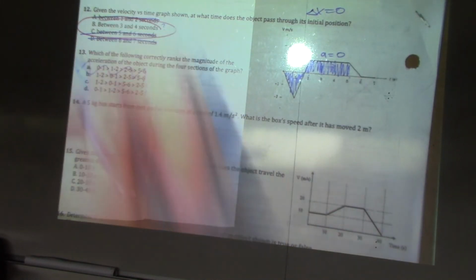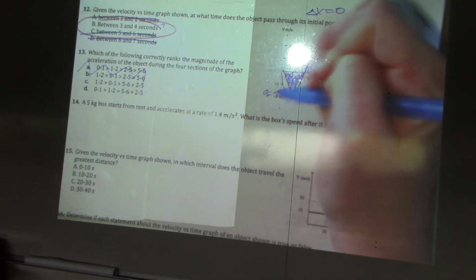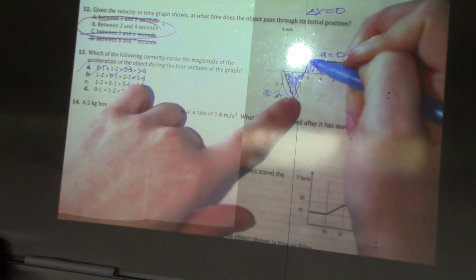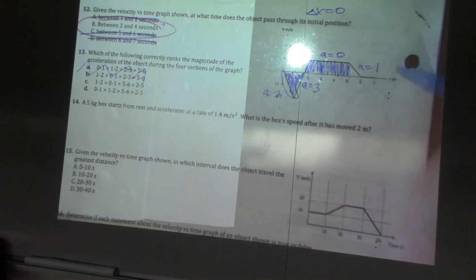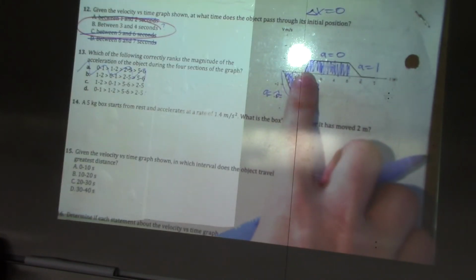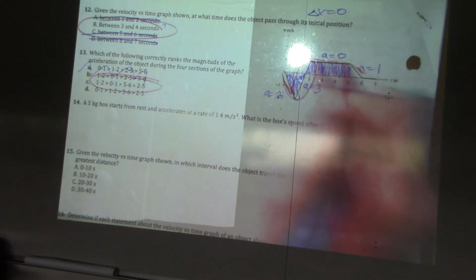So cross off these. And then now we're checking, this is 2 in 1 second, that's acceleration of -2. This goes up 3 in 1 second, that's acceleration of 3. 1 in 1, that's acceleration of 1. So the 3, the 1 to 2, is definitely my fastest. 1 to 2, and then this one, and then this one, and then 0 would be the least acceleration.